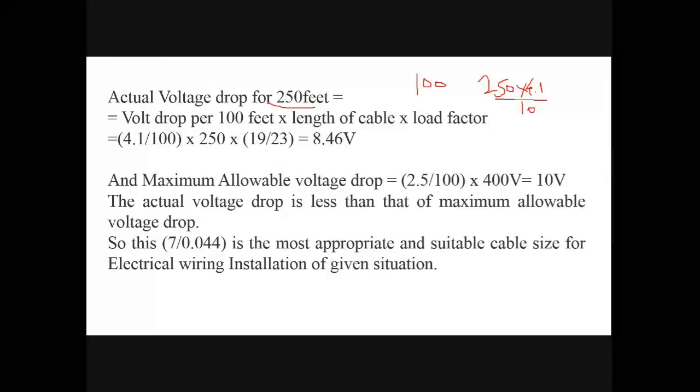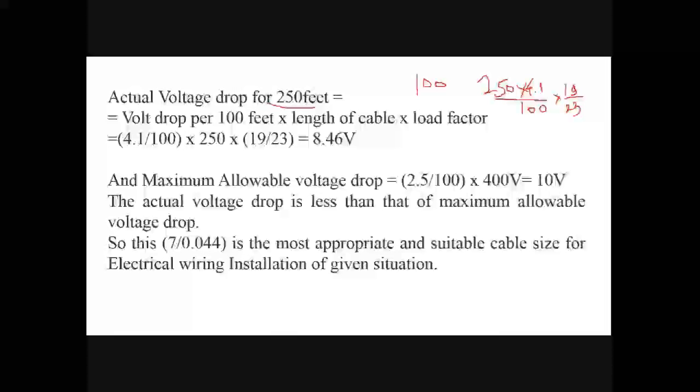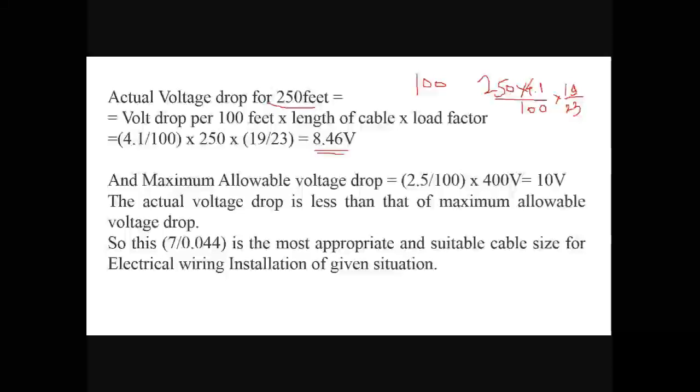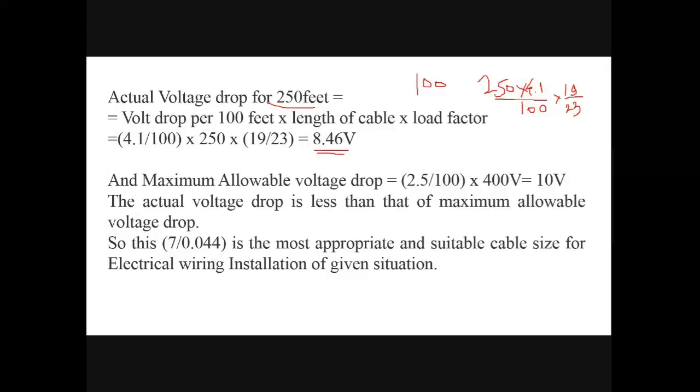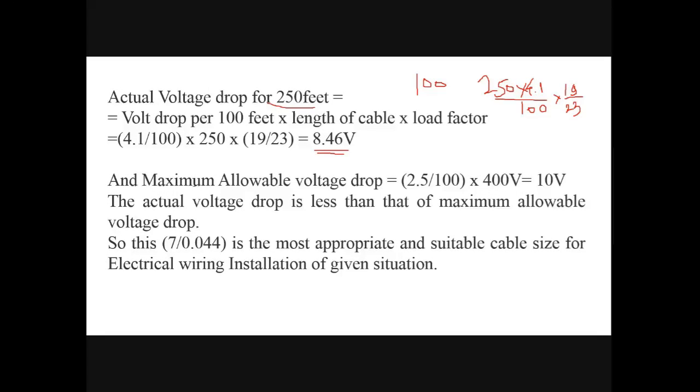Now we have to multiply this term with our current rating. What is the current rating? The current rating is 19, that is the full load current, divided by 23, which is the maximum value of allowable current. Yes, and after this we get the value 8.46. Now this value is less than our maximum allowable voltage drop.